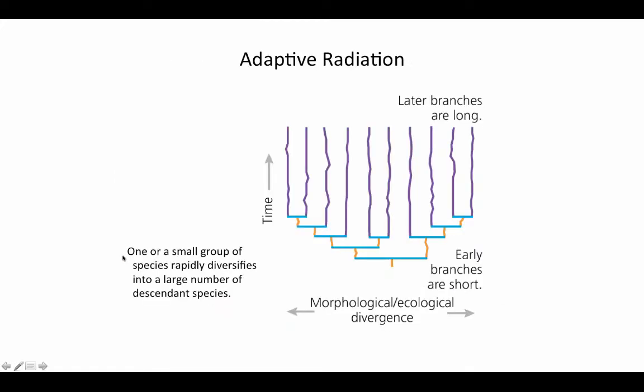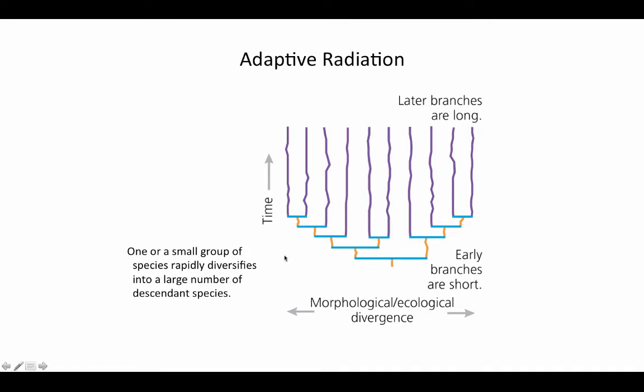So this idea of punctuated equilibrium is very much related to the macroevolutionary concept of adaptive radiation. In an adaptive radiation, one or a small group of species rapidly diversifies into a large number of descendant species. So this is characterized by a relatively short period of time with very, very short branch lengths, indicating the rapid speciation and rapid changes in morphological or ecological divergence in these short periods of time.